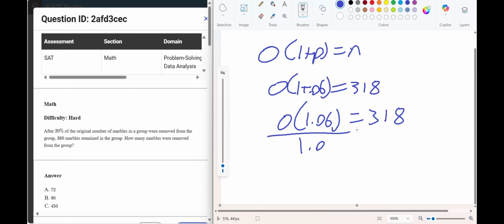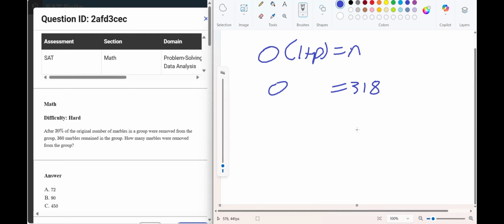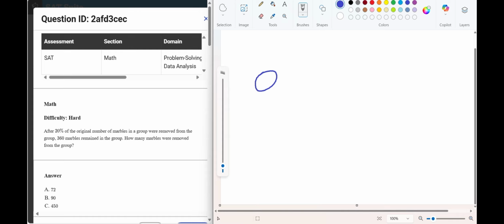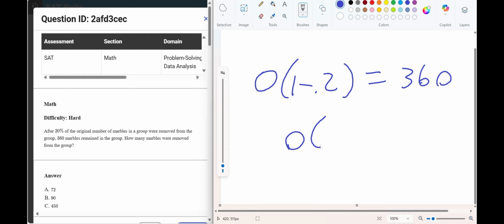After 20% of the original number of marbles in a group were removed from the group, 360 marbles remained in the group. How many marbles were removed from the group? Okay, so another one here where we don't know our original number. So if we're going to be using the open formula, the O, the original, we don't know. But if 20% were removed, we know this is going to be a decrease. So we want to do 1 minus our percentage, in this case 1 minus 0.2, and that should equal whatever our new number is. So 360 is what we have after that decrease. So it ends up being original times 0.8 equals 360.